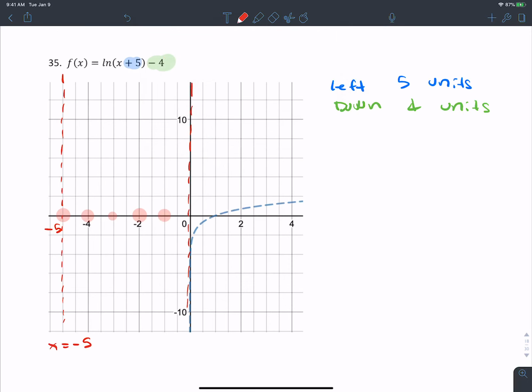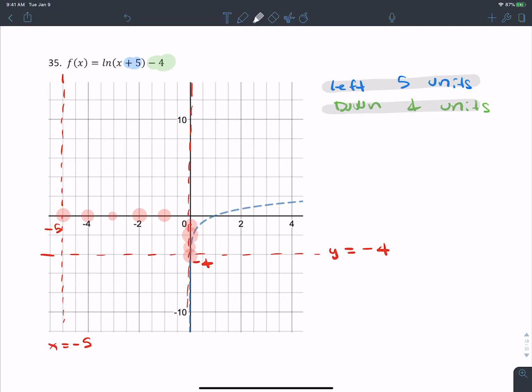So that means if every dash mark is 1, this is 1, this is 2, 3, and 4. So I have a new x-axis, and that happens at y equals negative 4. So I'm going through negative 4 now. So I'm shifting my axes by the criteria that we noticed. Left 5, down 4.